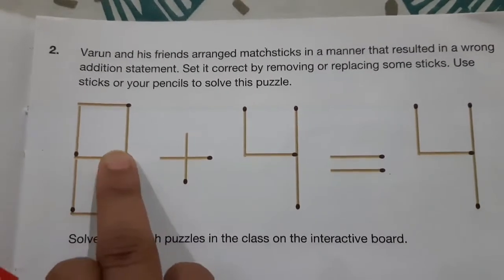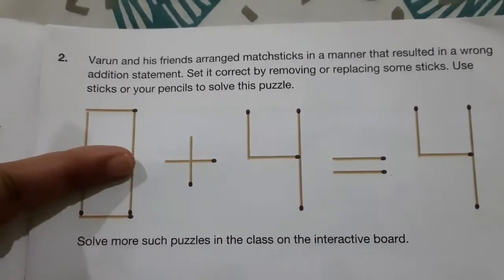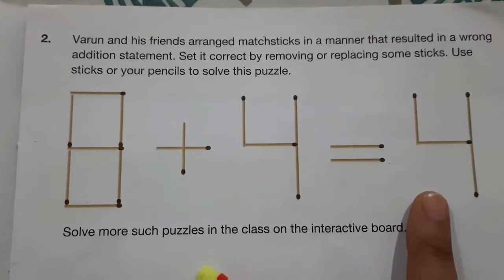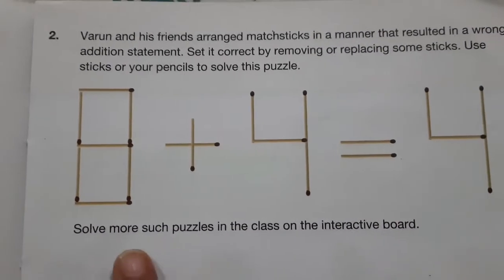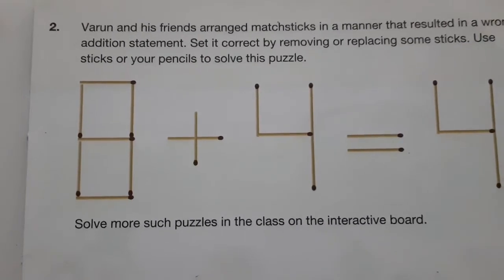Then we have to remove this matchstick. If you remove this matchstick, it will become 0. 0 plus 4 is equal to 4. That is the correct statement. Solve more such puzzles in the class on the interactive board. Let's solve it.